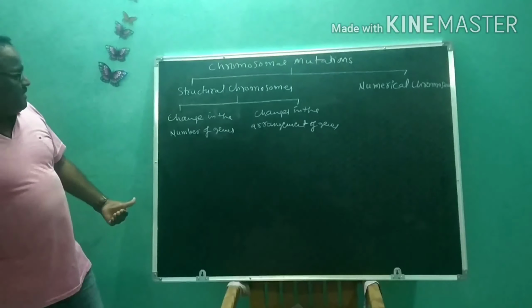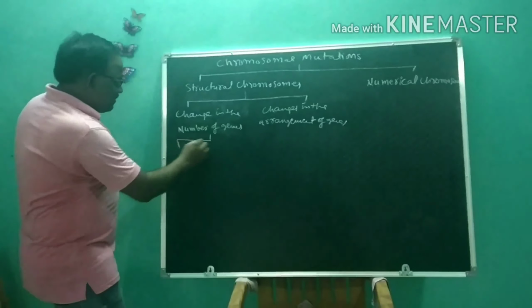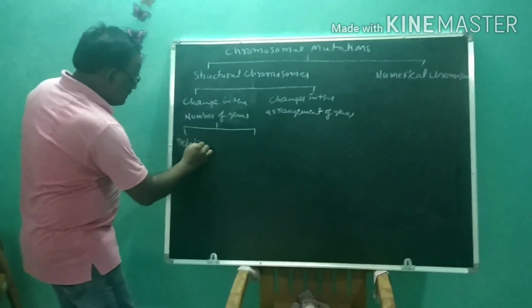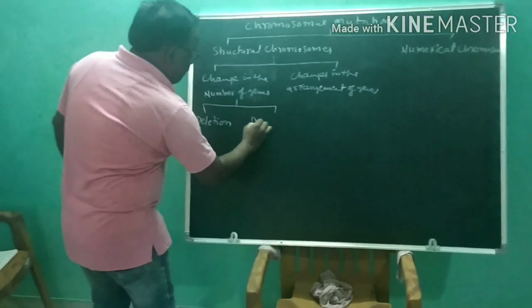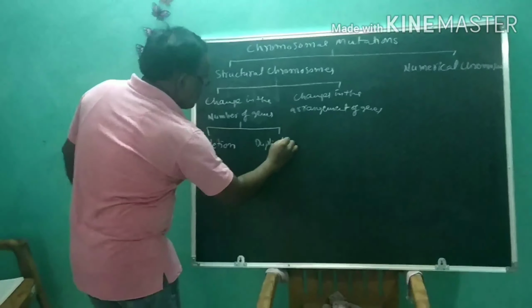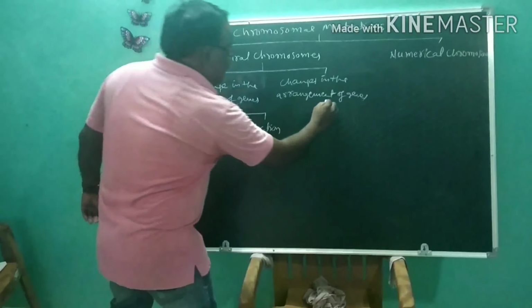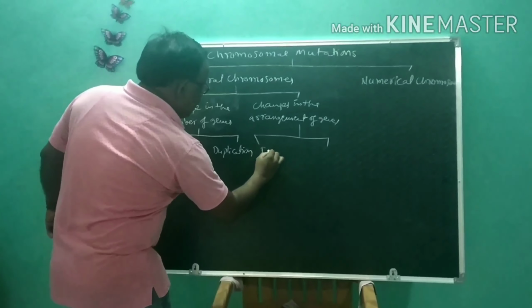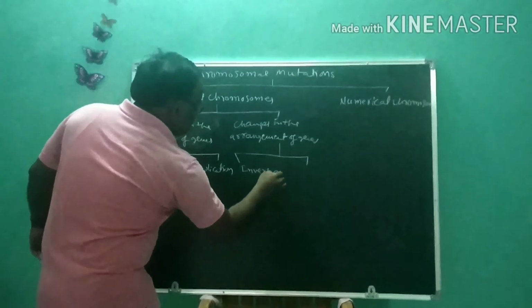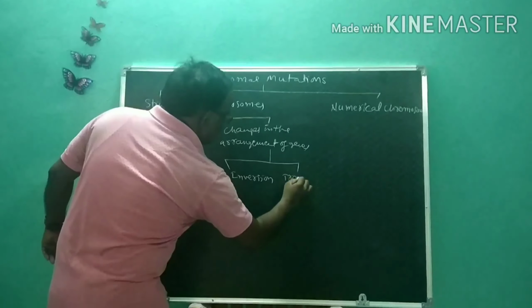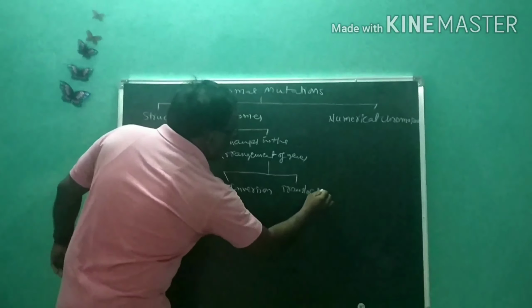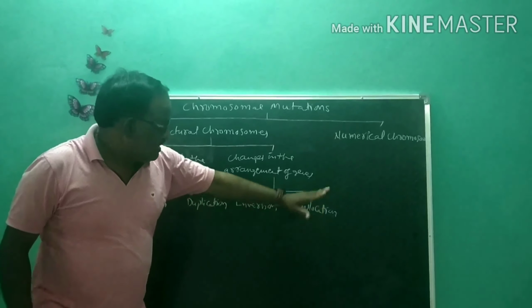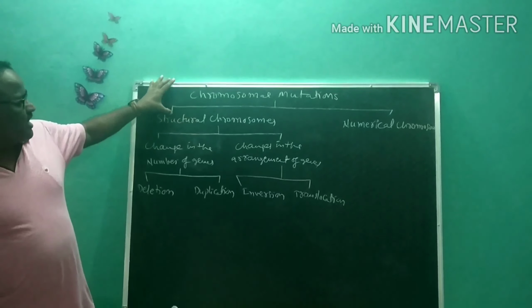Changes in the number of genes are of two types: deletion and duplication. Changes in the arrangement are also of two types: inversion and translocation. So friends, deletion, duplication, inversion, translocation are the major structural chromosomal changes.